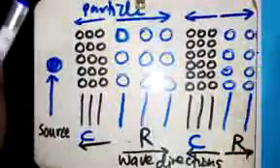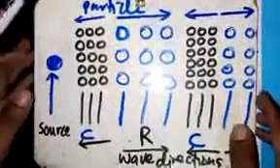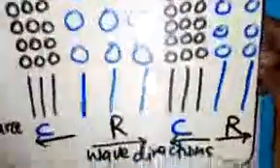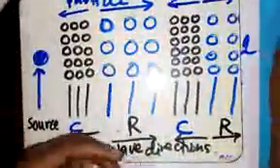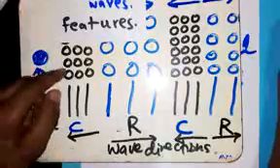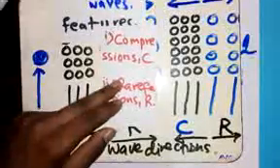Now, from this diagram, we can see that under longitudinal waves, we have two features. The first feature is called compression, which is this one. We have two features: compression and rarefaction.